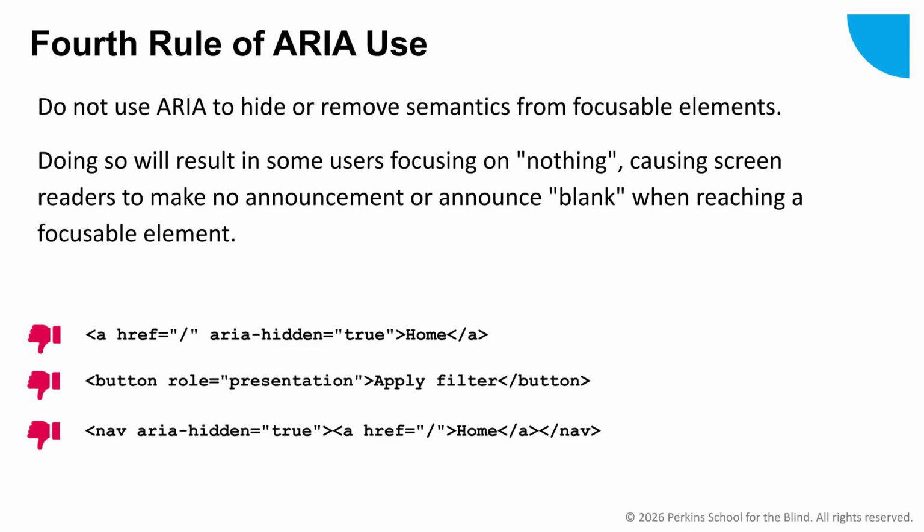And the fifth rule of ARIA is that all interactive elements must have an accessible name. In the first example here, we have a link with an href attribute and no text inside of it. If somebody used a screen reader or any other assistive technology to reach this link, they would hear link or button, but they wouldn't hear any name. So they would have no idea what this would do.